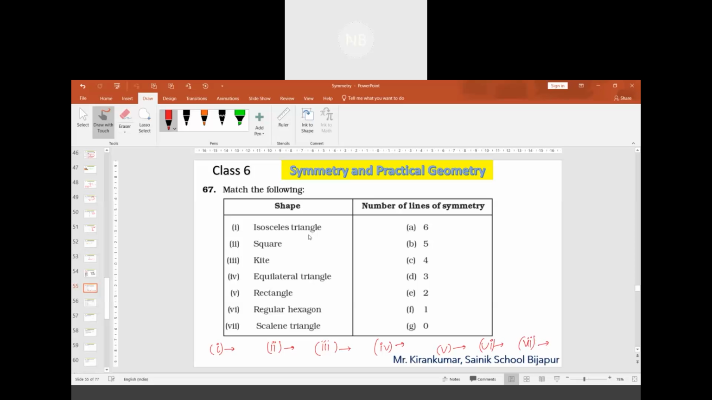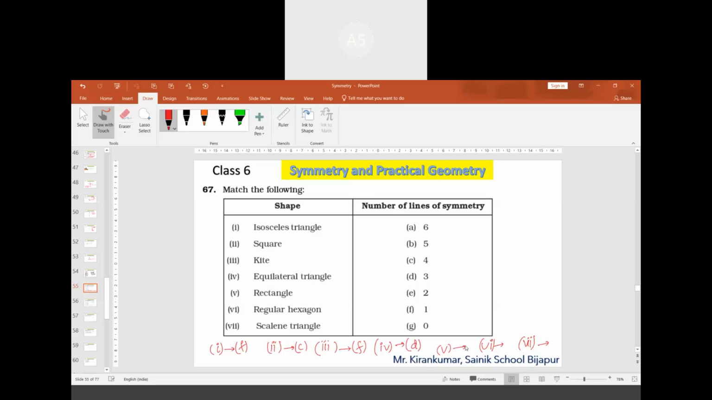Isosceles triangle, there will be only one. For a square, there will be four. For kite, there will be one. Let me mention the answers. For 1, the right option is F. For 2, the right option is C. For 3, the right option is F. For 4, the right option is D, there will be three.